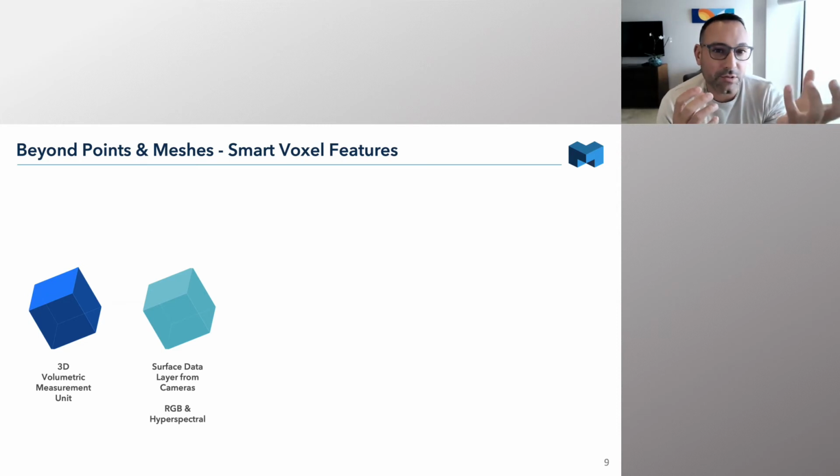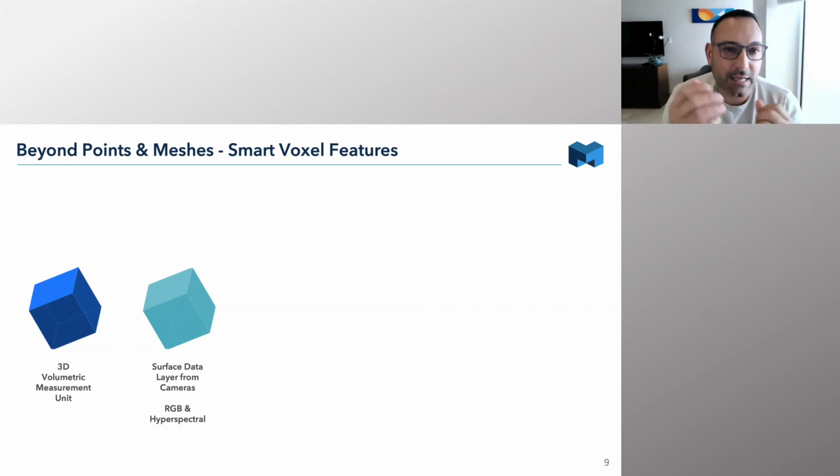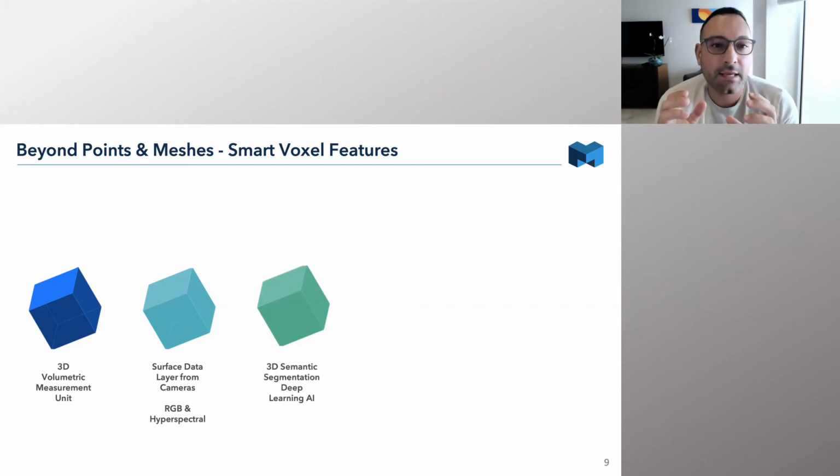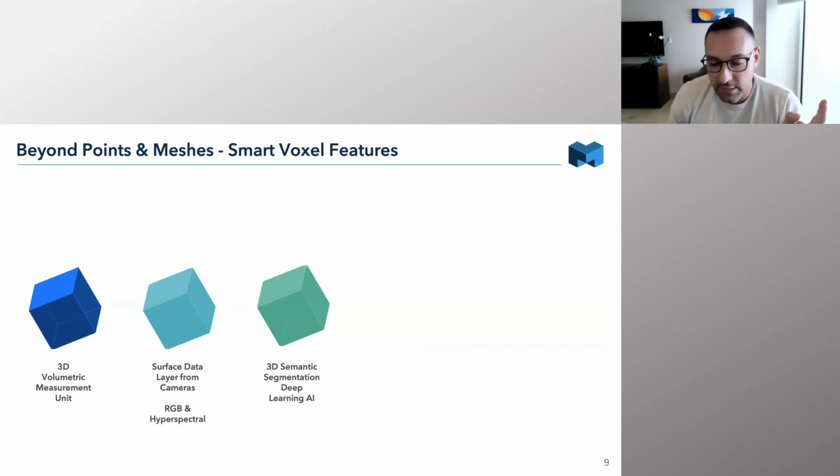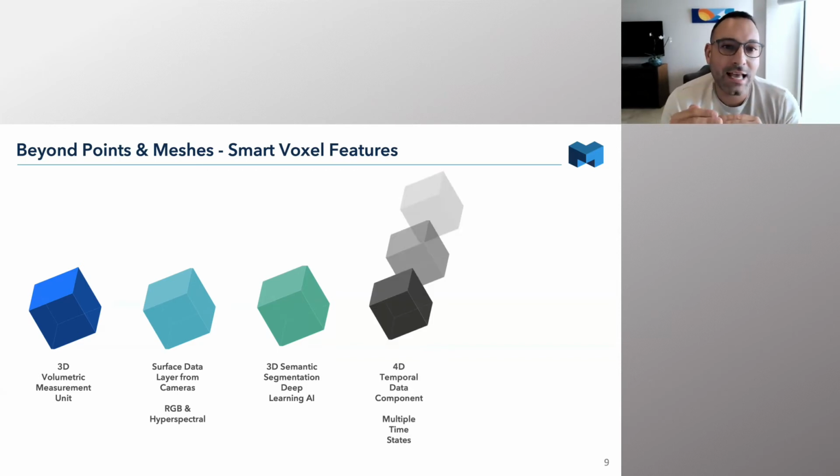Once you have the voxels, which give the shape, and you have the surface data, which in effect is color, you then apply artificial intelligence models, deep learning models that really work in 3D. It's 3D semantic segmentation. They look at these groups of voxels and understand what they are. You train it to understand what it is, but not just in 3D. Every voxel has an infinite number of time states, so it has a temporal data component.